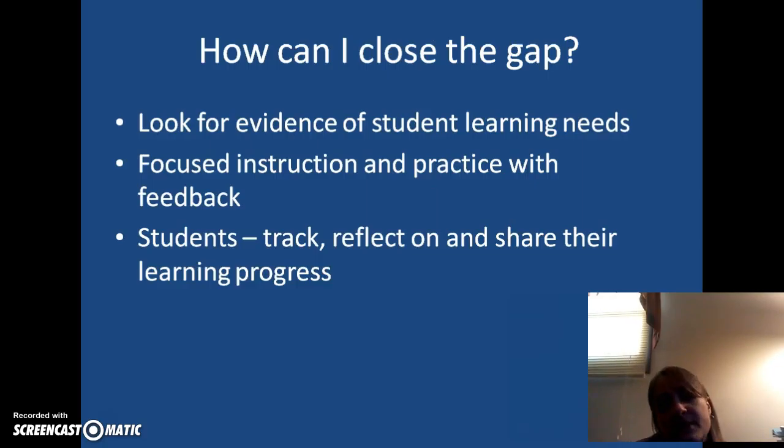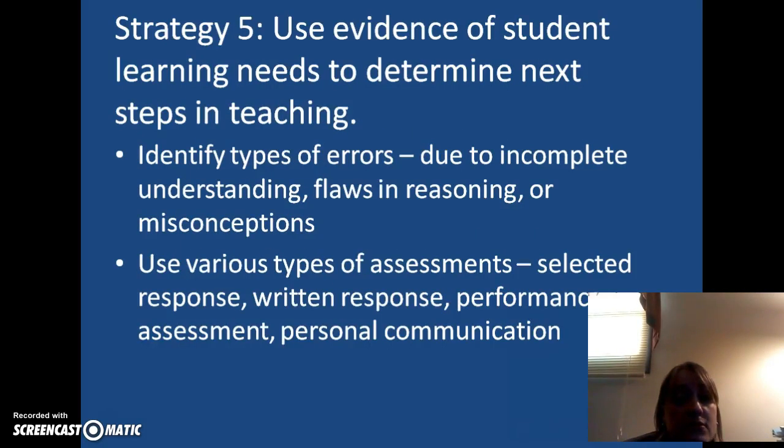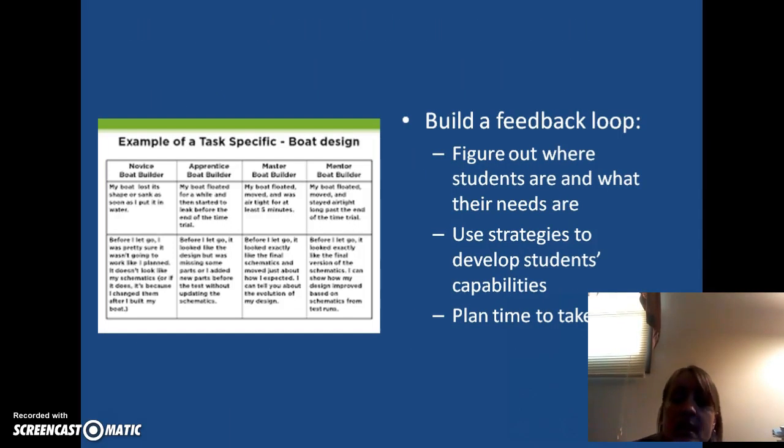How can I close the gap? Looking for evidence of student learning needs, focusing instruction and practice with feedback, and students should be given opportunities to track and reflect on their learning progress. Strategy 5 is using evidence of student learning needs to determine the next steps in teaching. It's important to identify the types of errors due to incomplete understandings, flaws in reasoning, or misconceptions. Assessments that could be used would be selective response, written response, personal communication, and performance assessments.